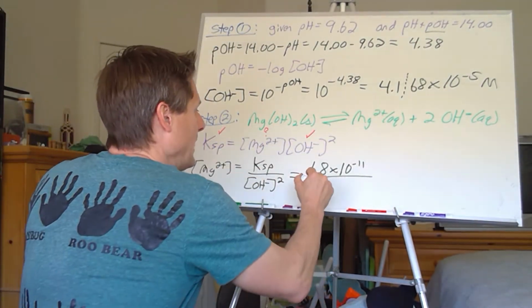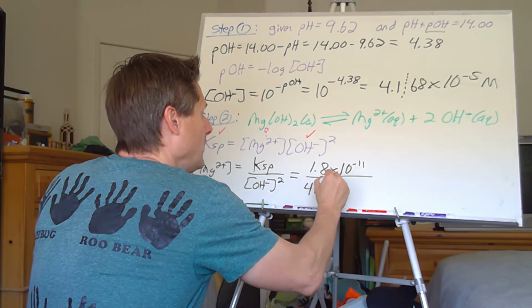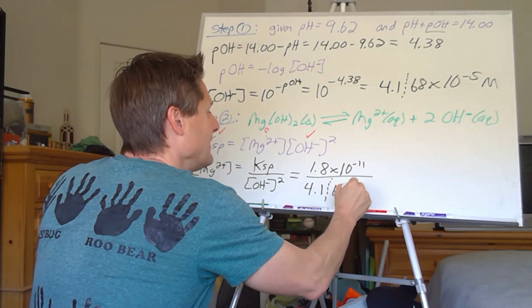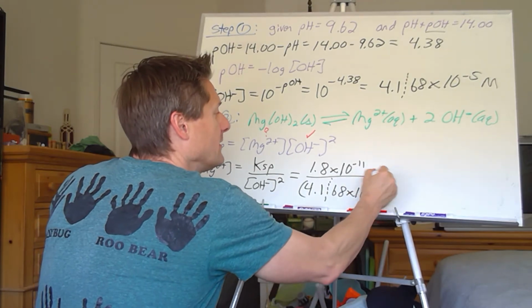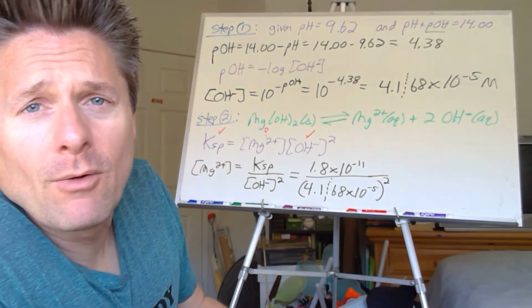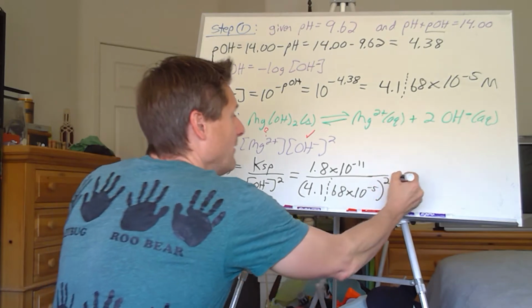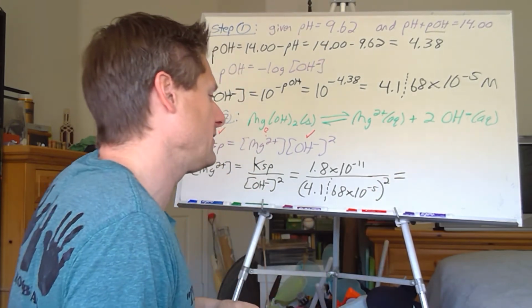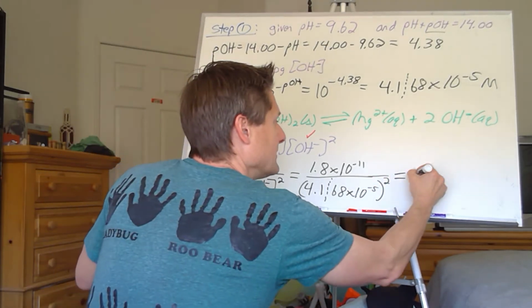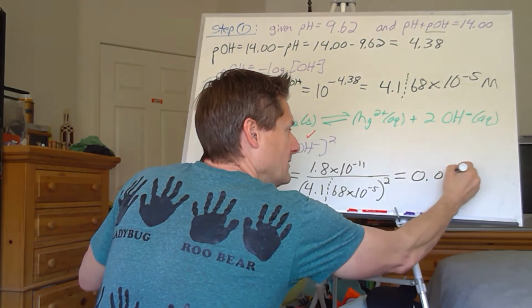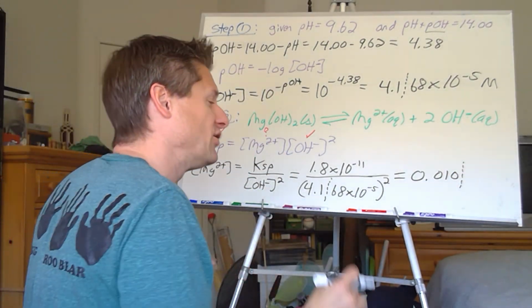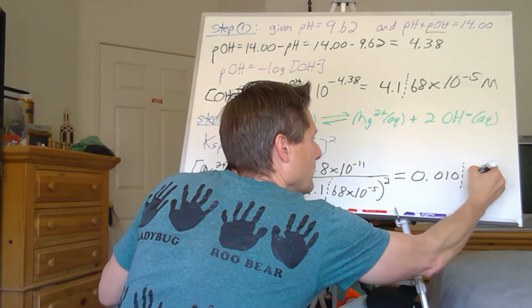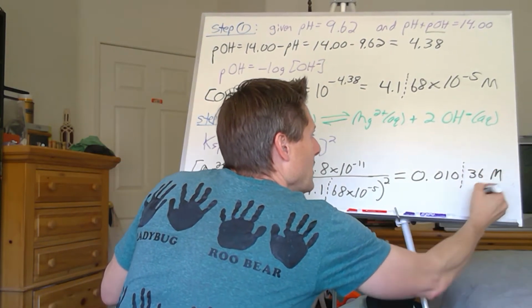We know the OH minus concentration, 4.168 times 10 to the minus 5th. Don't forget to square your OH minus. Everything has 2 significant figures everywhere. So I get 0.010. There's my 2 sig figs. Remember, leading zeros aren't significant. 0.01036 molar.